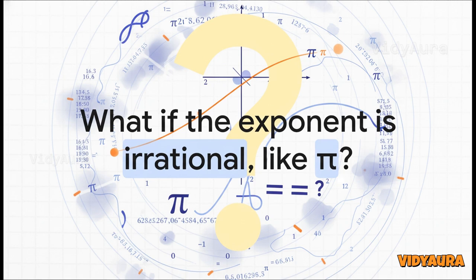We've pushed these laws from whole numbers to cover all rational numbers. So, what's next? Can you even raise a number to an irrational power, like 2 to the power of pi? And if you can, do you think these same beautiful, simple laws still hold up? Now that is something to think about.